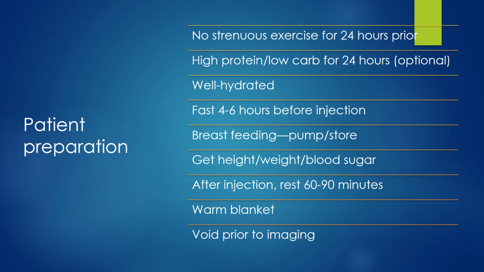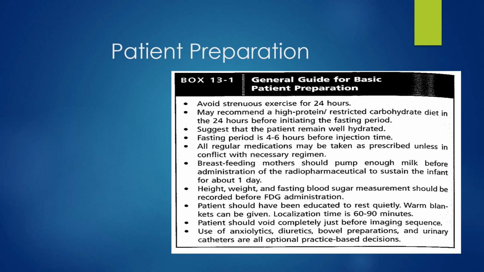So patient prep: no strenuous exercise for 24 hours, well hydrated, high protein, low carb diet, fast for 4 to 6 hours, no breastfeeding, get their height, weight, and blood sugar. We also usually encourage the patient to use a warm blanket during that uptake period. That will help reduce the brown fat uptake, and we'll talk about that in a minute.